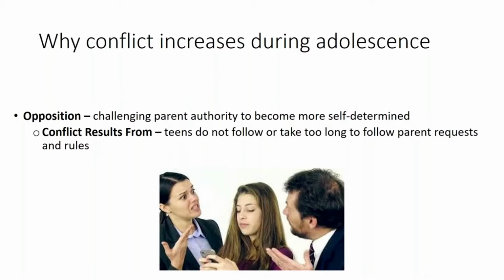But this can clearly lead to conflicts over parent demands, specifically when teens don't follow or in more common cases take too long to follow parental requests or rules. For example, a common one that I often hear is parents saying how teens take way too long to get off their phone or to stop playing video games in order to do something that was asked of them, like get ready for bed, start their homework, or clean up.